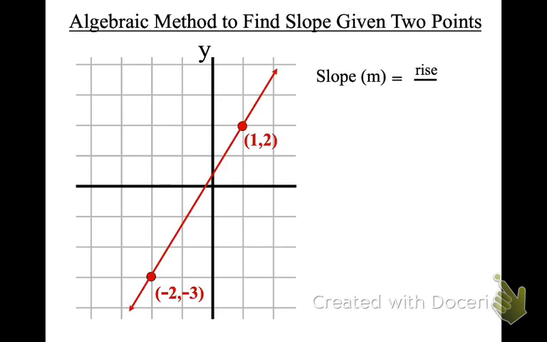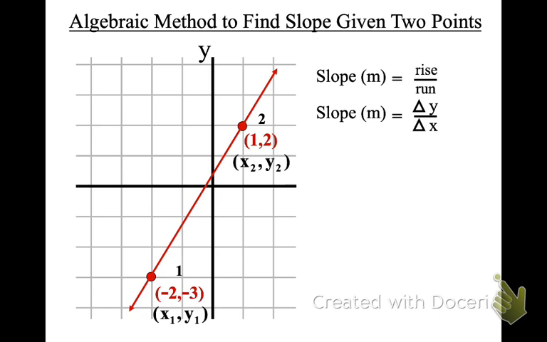So when we are using our algebraic method, basically what we are doing is we're looking at the change in the y's over the change in the x's. So the first thing we usually do is name my points. Notice I'm going to name the bottom point 1, and I'm going to temporarily name the top point 2. And when I name that point, I use the slope formula, which is m equals y2 minus y1 over x2 minus x1.